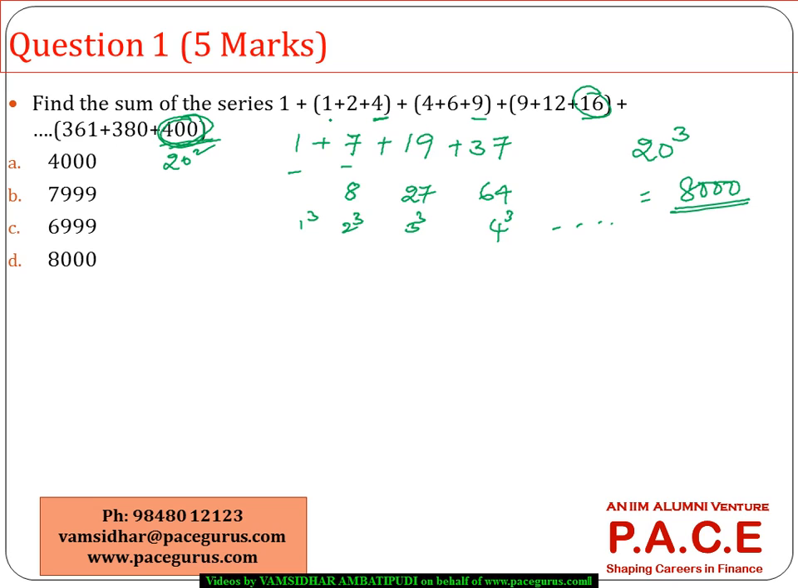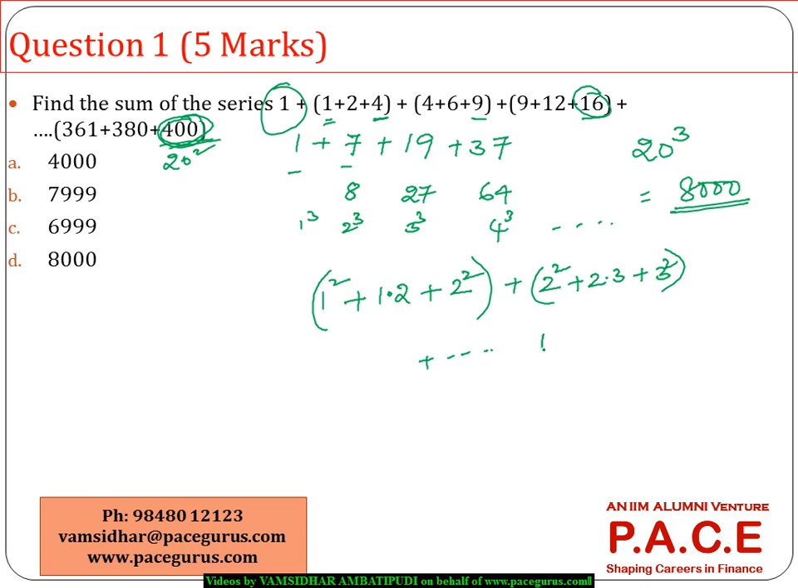What I will think of is I'll start writing it as 1 squared plus 1 into 2 plus 2 squared. This could be the possibility. Then plus 2 squared plus 2 into 3 plus 3 squared. This is something which I can think of. First ignore the first one. Then finally I am saying 19 squared plus 19 into 20 plus 20 squared.